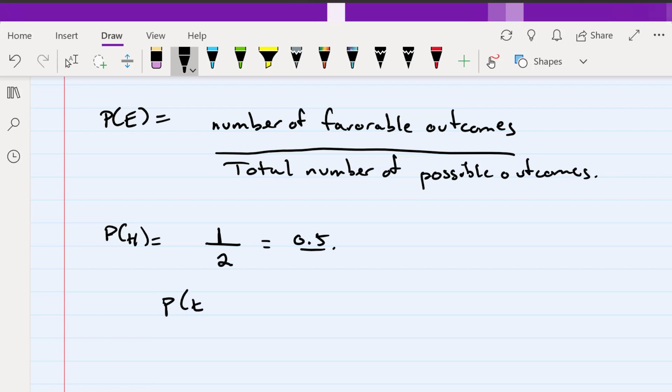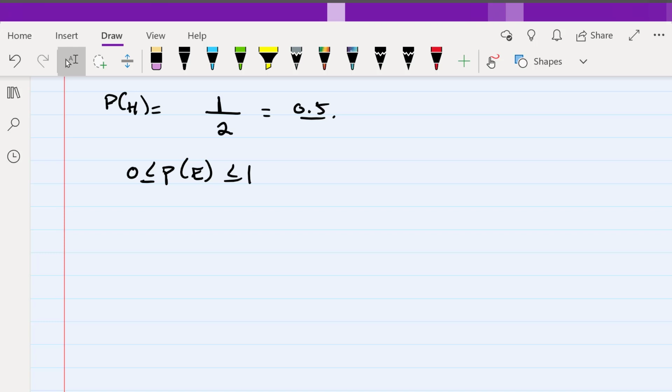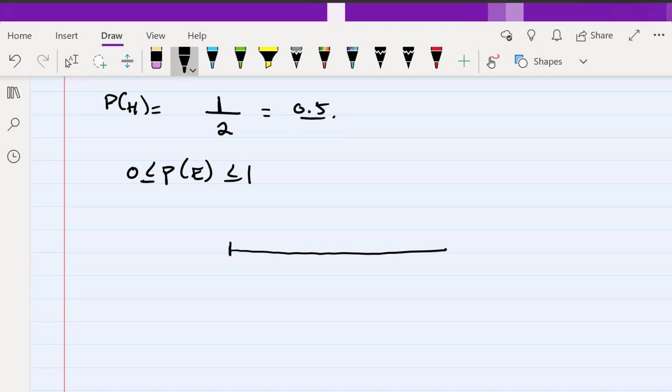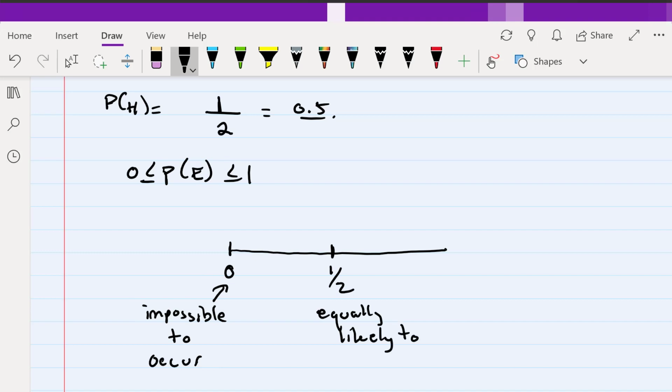Probability is always a number between 0 and 1, inclusive. So if we look here, the probability that we have an event equal to 0 means that this is an event that's impossible to occur. If I say the probability is 1/2, it means that it's equally likely to occur. Just as if I have a heads or tails, it's equally likely that if I throw it up and it lands, that I'll get a heads or a tails. It's equally likely. And a probability of one means that it will most certainly occur.